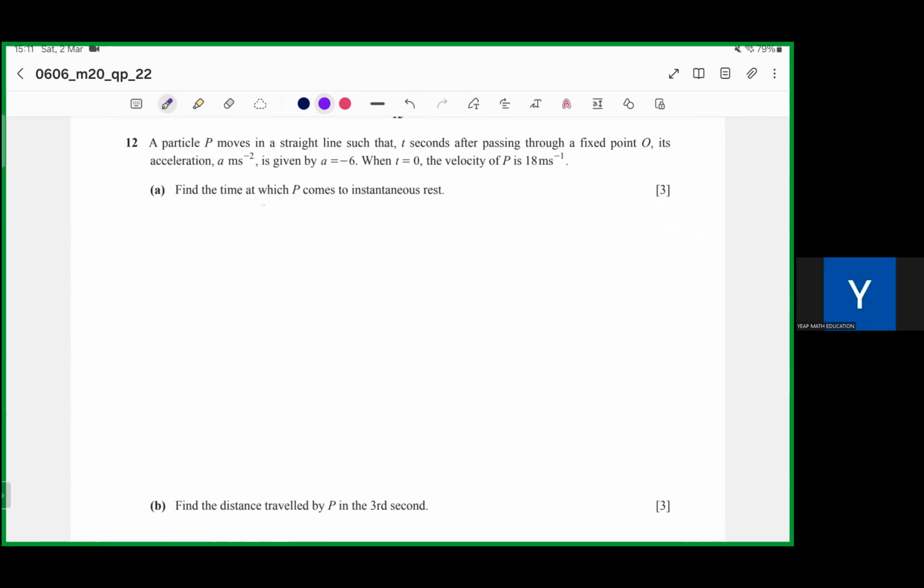Now we take v equals the integral of -6 dt, because a equals -6, so we integrate it to become the velocity equation. So we get -6t plus c. But how do we solve for c? We can use this information: 18 equals -6(0) plus c, so c equals 18. Now we get the equation v equals -6t plus 18.